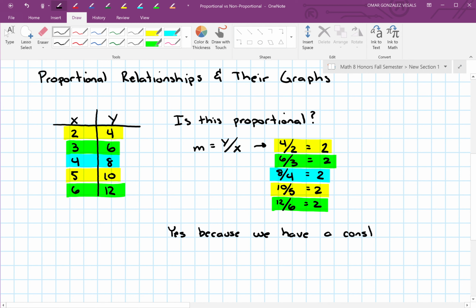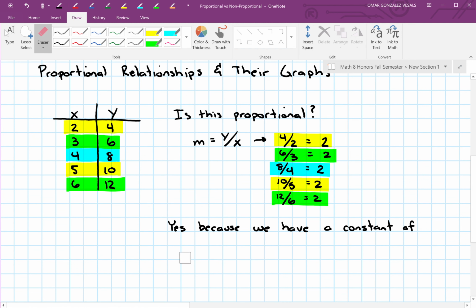And for now, I'm going to call it a constant of proportionality, but I'm going to stop calling it that as we get deeper into this, okay? After a while, I'm just going to call it slope. So yes, because we have a constant of proportionality. Also known as a what? What is our constant of proportionality? 2. Everybody okay with that?